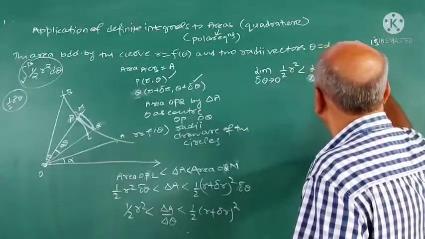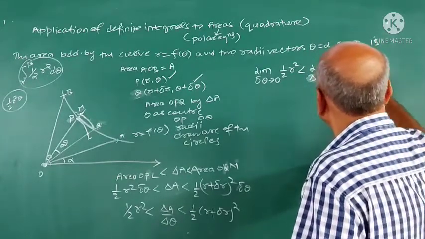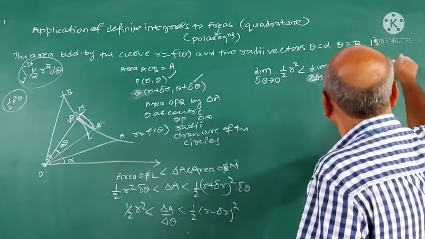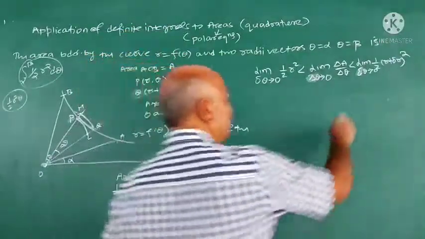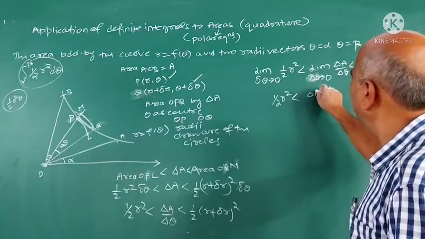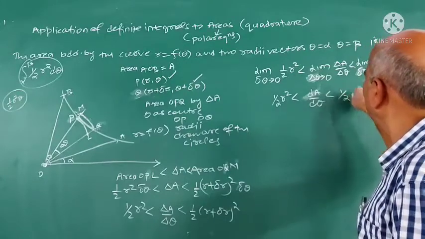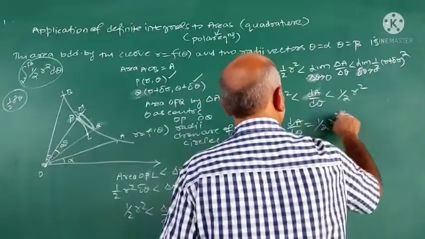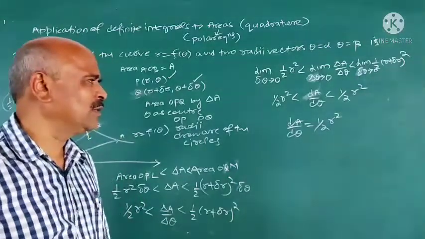Delta A by delta theta is less than limit delta theta tends to 0 of half r plus delta r whole square. Now see here, when delta theta tends to 0, delta r tends to 0. Therefore, half r square is less than dA by d theta, which is less than half r square. Therefore, dA by d theta is half r square. That is, the derivative of the area is expressed in terms of this.